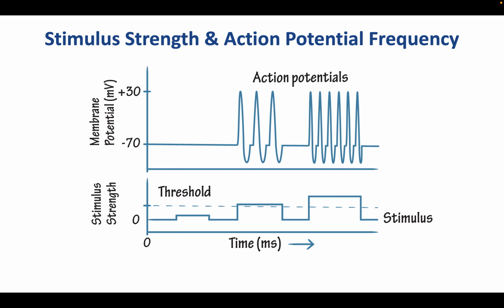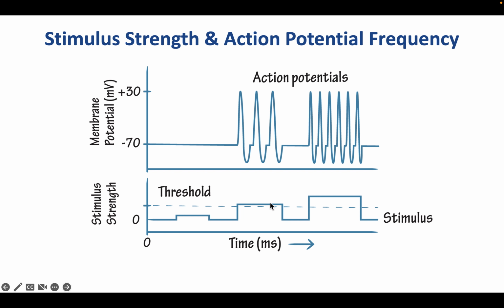It turns out that the strength of a stimulus causes a different number of action potentials. The number of action potentials created during a given time is directly related to the strength of that particular stimulus. Whether it's a mechanical stimulus or a chemical stimulus, it's going to influence the number of action potentials generated. If we don't reach threshold, then we will never get an action potential, so you won't see any action potentials.